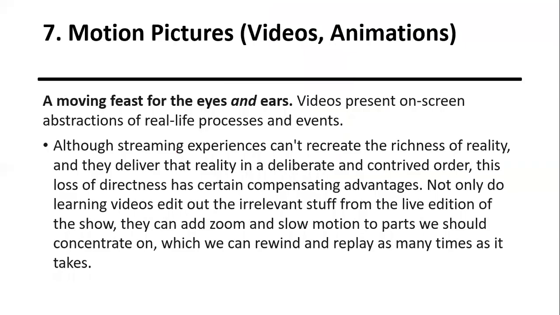Number 7, motion pictures. This refers to videos and animations which are very popular among millennial learners. So moving pictures, videos, is a feast for the eyes and ears. And it's an abstraction of real life processes and events. Why do we like watching movies? And vlogs. All those streaming experiences can't recreate the richness of reality, and they deliver that reality in a deliberate and contrived order. This loss of directness has certain compensating advantages.